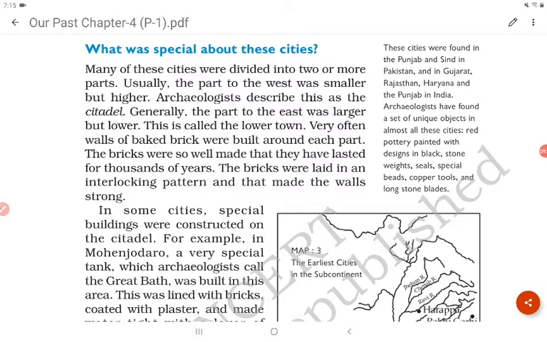What was special about these cities? Many of these cities were divided into 2 or more parts. Usually, the part to the west was smaller but higher. Archaeologists describe this as the citadel.